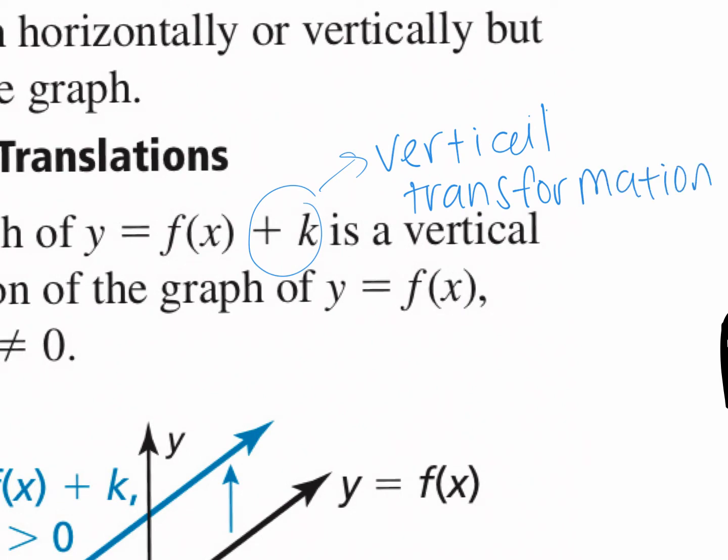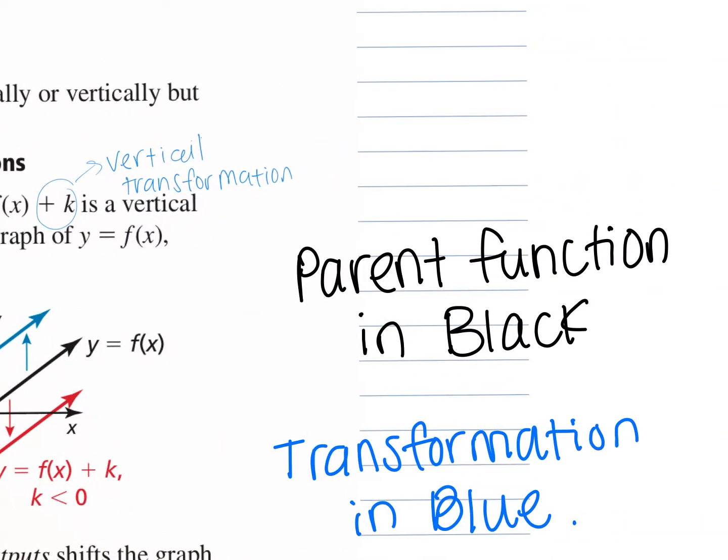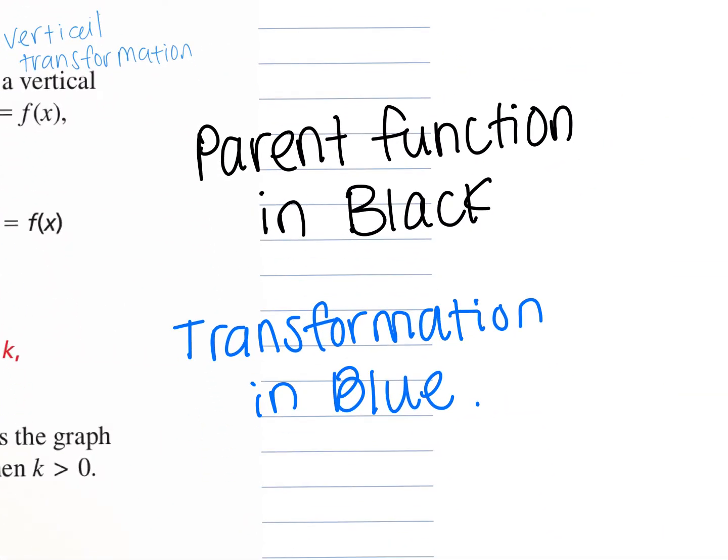So, for all of these transformations, you have to answer 3 questions. Is it horizontal or is it vertical? What kind of transformation is it? And then in which direction am I moving? Okay? 3 questions. Horizontal or vertical? What kind of transformation? And then in what direction? Okay? All of our parent functions in this lesson, we'll do them in black. And then our transformations, let's try to keep them in blue.